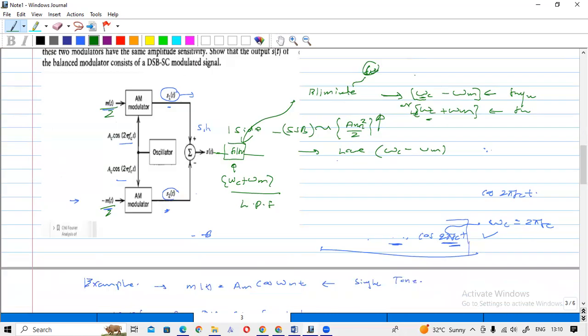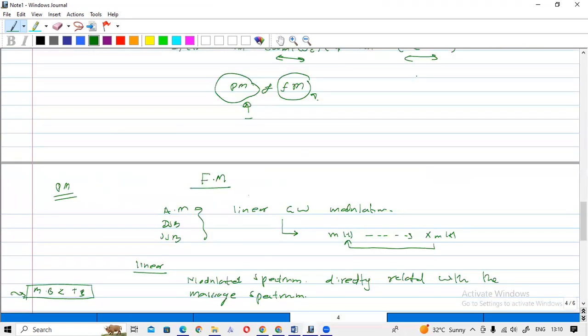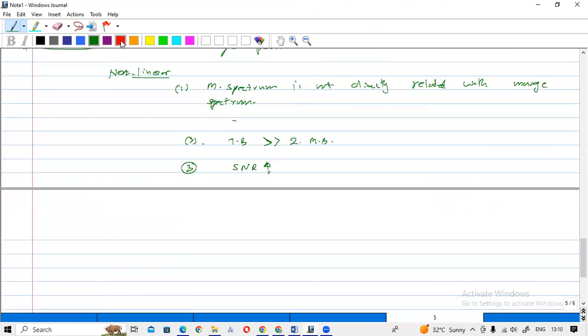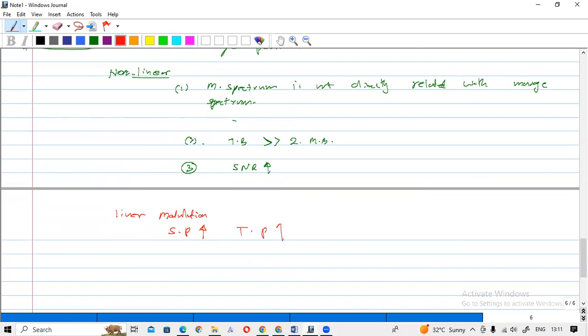I think you got it. It is very simple. If you have any problem, please ask me. So in linear modulation, if you increase the signal power, the transmission power also increases and the SNR will be increased. In other words, if you want to increase the SNR, you have to increase the signal power, and then also the transmission power. Increasing transmission power means your battery may drain soon, so it is a disadvantage.